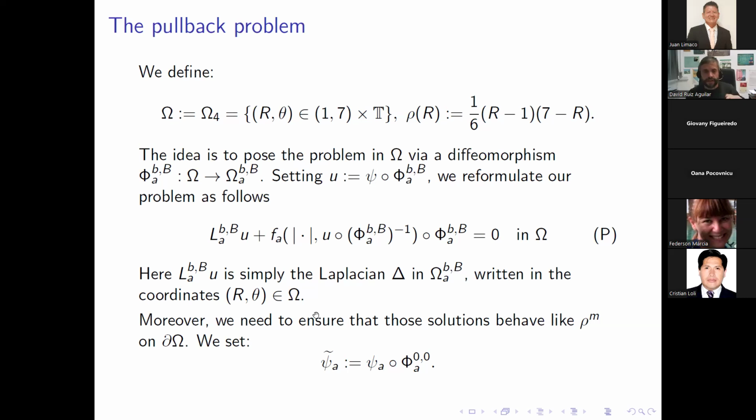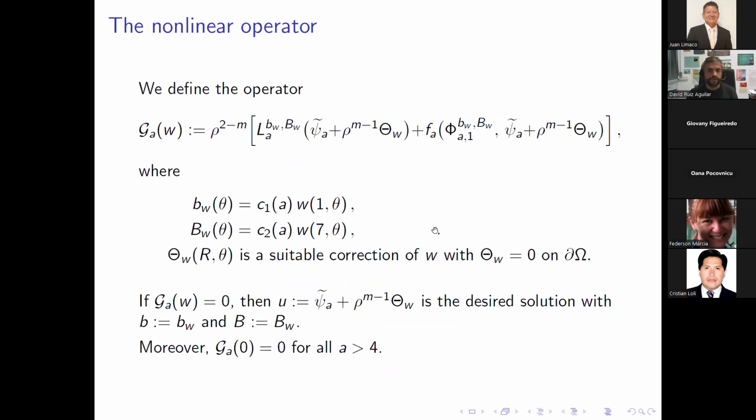Of course, as I mentioned, we need to ensure also that the solutions behave like rho to the power m at the boundary. Let me call psi a the family of 1D solutions that I mentioned before, and psi a tilde when I pull them back to the domain omega, when you don't have any boundary deformations. So the nonlinear operator is written in this form, so it's a little bit complicated. You don't need to look at the exact computations, but just several ideas.